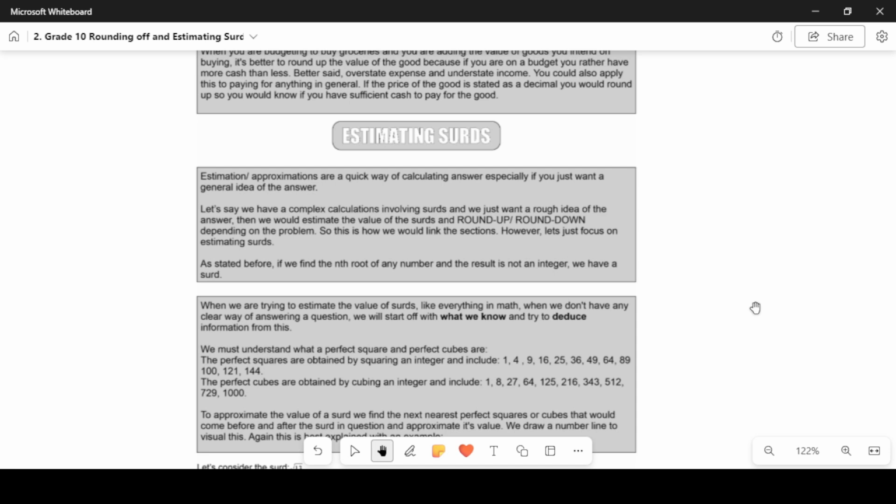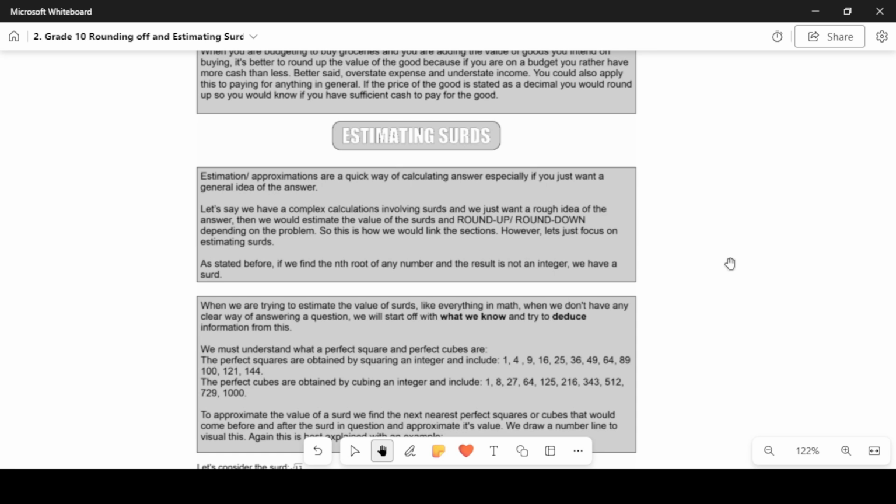Estimation and approximations are quick ways of calculating answers, especially if you just want a general idea of the answer. So let's say you're at a construction site and you're trying to just get a rough idea of the measurements of materials that you need. You would always just round up, just get a quick idea. And like I said, you'll always want to have more than less.